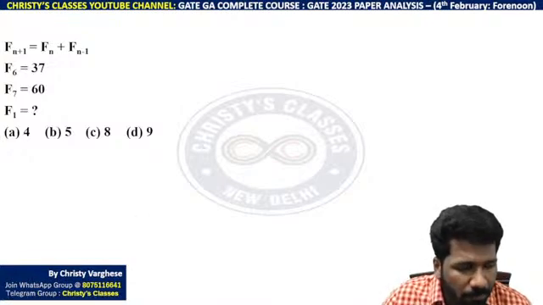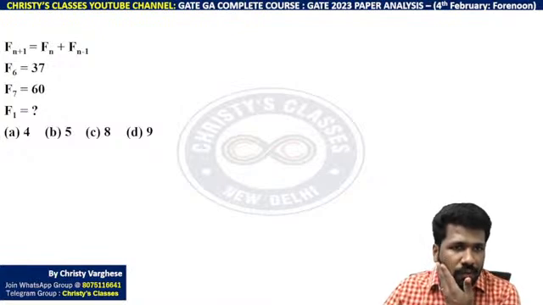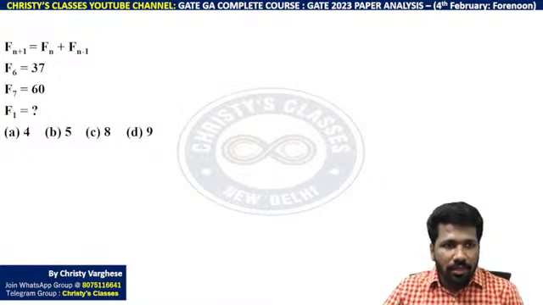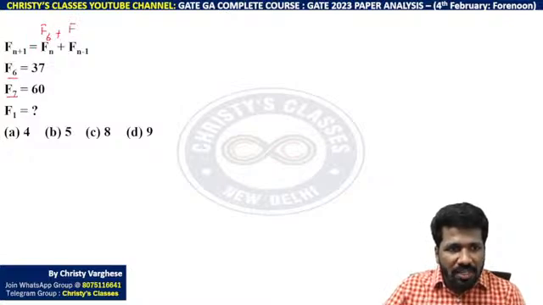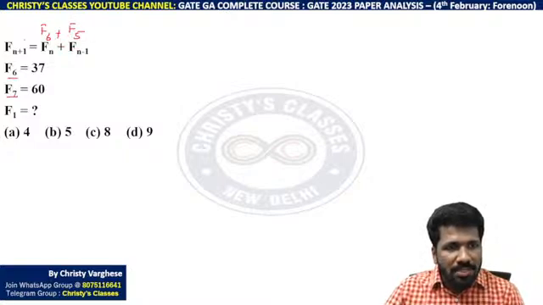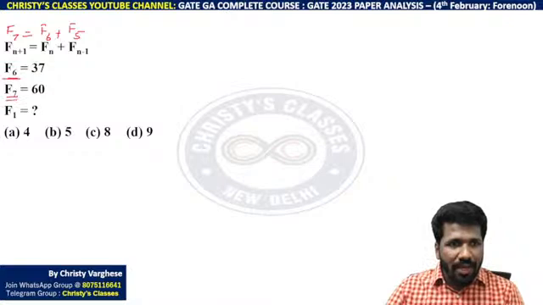So f of n plus 1 is equal to f of n plus f of n minus 1. For example, f of 7 and f of 6 are given here. Now, if f of n is f of 6, what will be f of n minus 1? f of 6 minus 1, that is f of 5. What will f of n plus 1 be? f of 6 plus 1, that is f of 7. Why are we starting with f of 6 as f of n? Because f of 6 and the next value f of 7 are there. Now this is making sense.